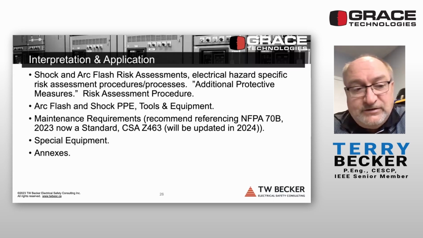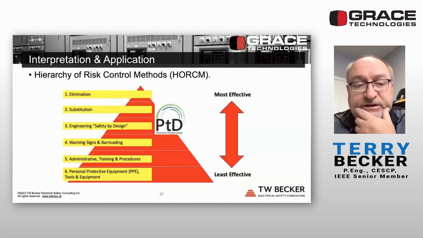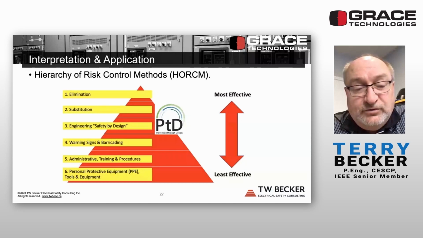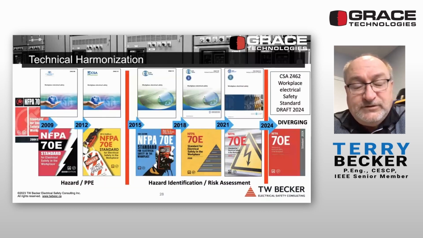Special equipment and annexes: special equipment is where the DOE did provide a lot of electrical hazard classification information in the 2024 edition of 70E. Ultimately, we want this hierarchy of risk controls to be implemented in the field for when the worker is exposed to arc flash and shock, to eliminate as a priority. But if we can't, make sure their residual risk is as low as reasonably practical. Here's a visual tool of how we've tracked 70E.